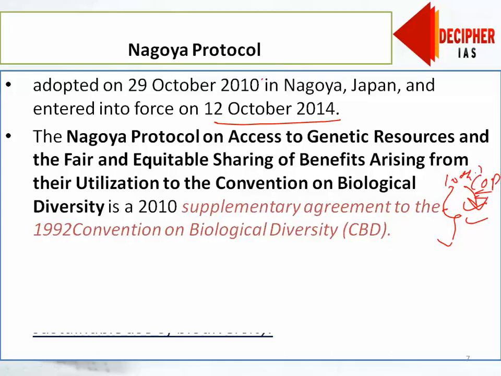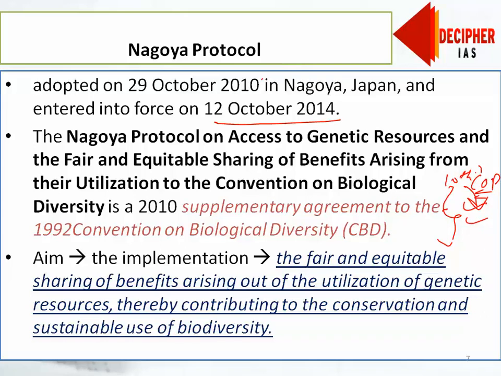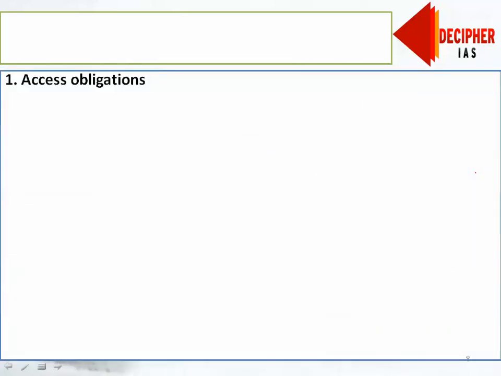Fine. Now its aim is fair and equitable sharing of benefits arising out of the utilization of genetic resources, thereby contributing to conservation and sustainable use. Obviously, when the local people get benefits out of that, they will conserve it for the future too. Fine. Now coming to the main points of this Nagoya Protocol.